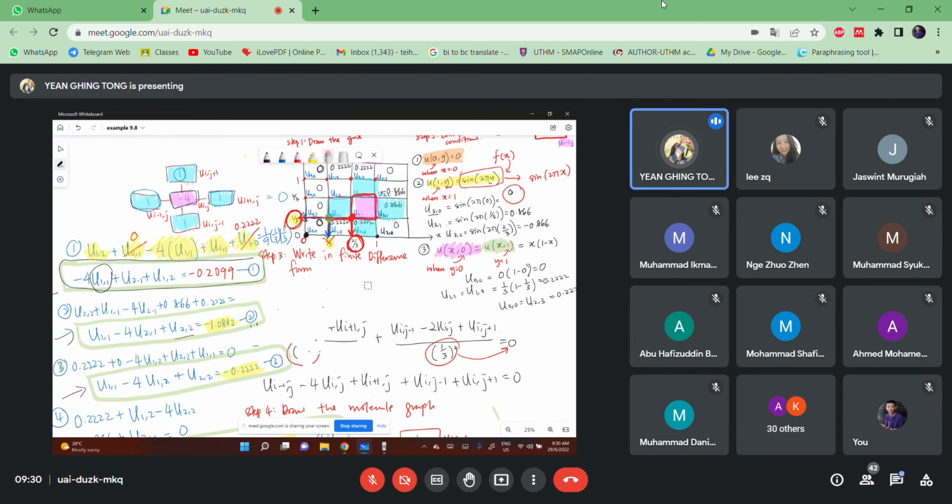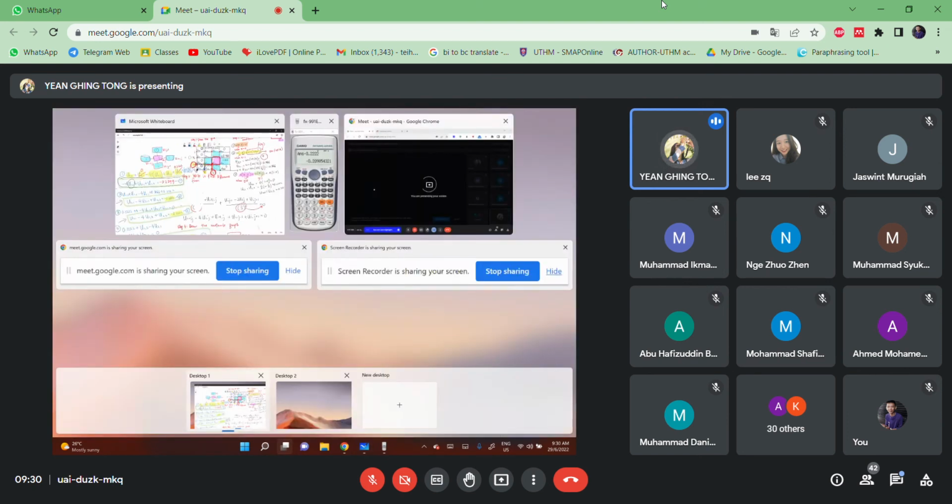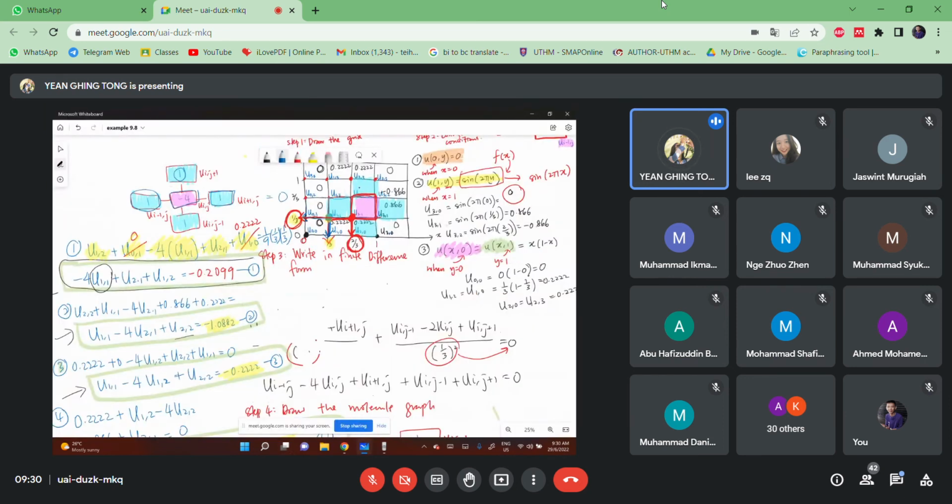So this one will be equal to, so the left side is similar. You see this one, this one is U. Now the second one is, sorry. So this one is U22 plus U11 minus 4U21, plus 0 on the right side. The right side here is 0.866.